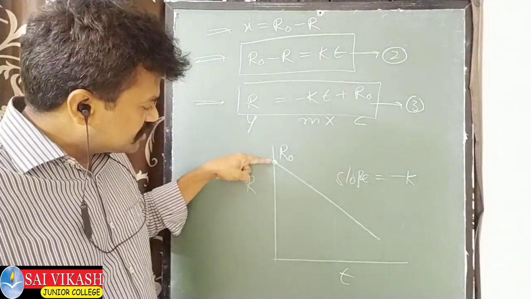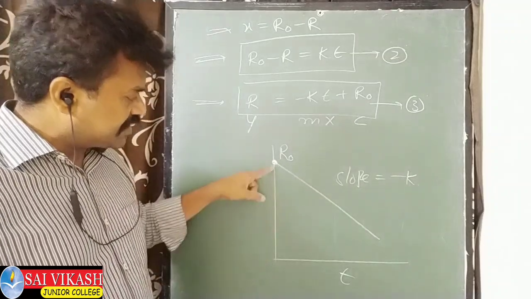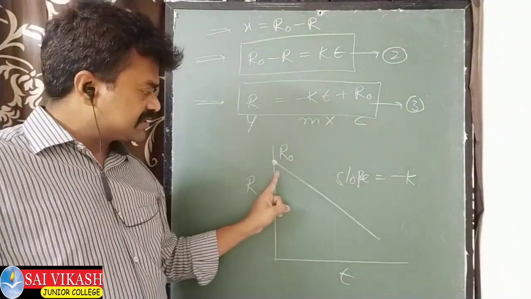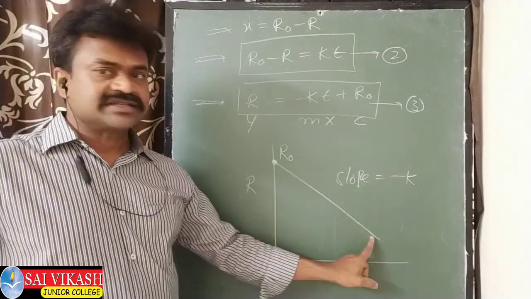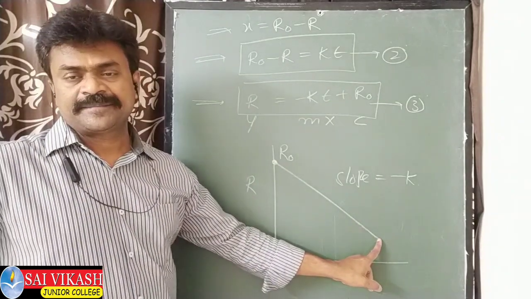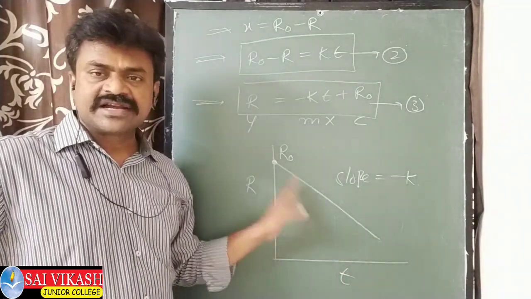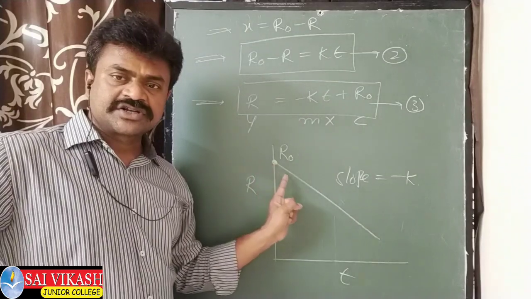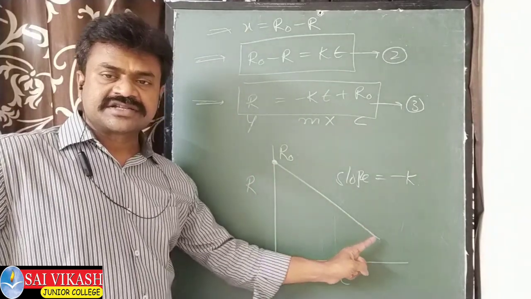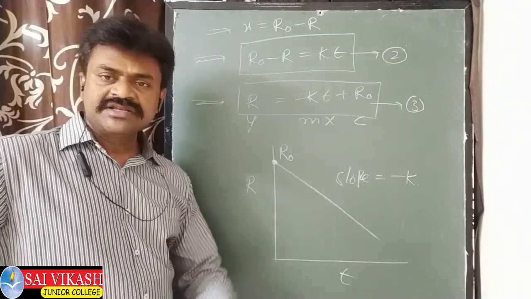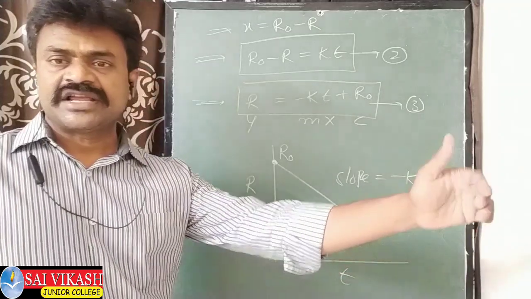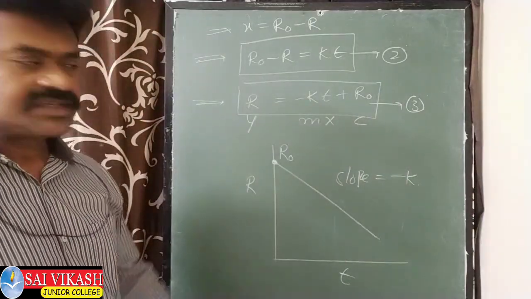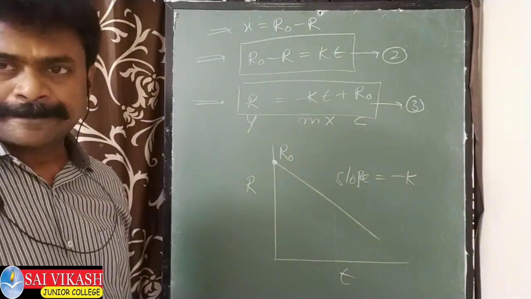The concentration of reactant at the initial time will be this much. When time increases, see this, the concentration of reactant steadily decreases. This graph explains that for zero order, the concentration of reactant decreases steadily, which means a constant speed of reaction is going on. This is for zero order.